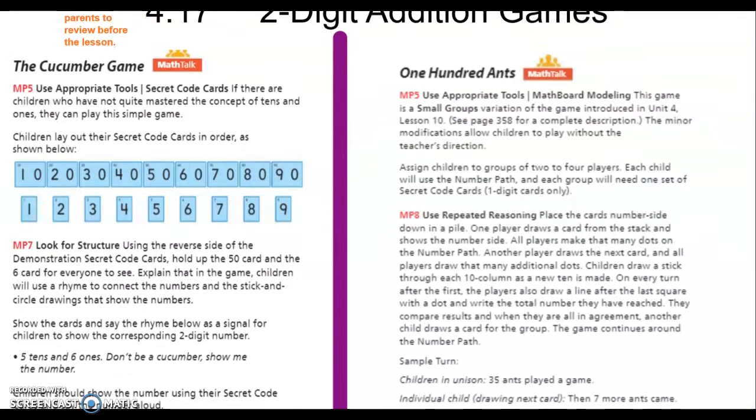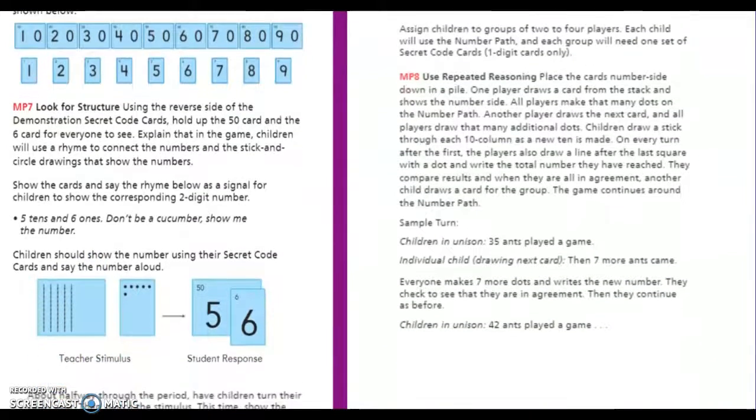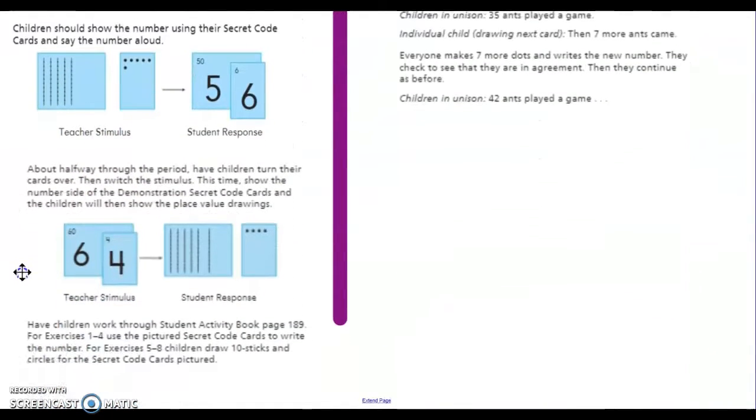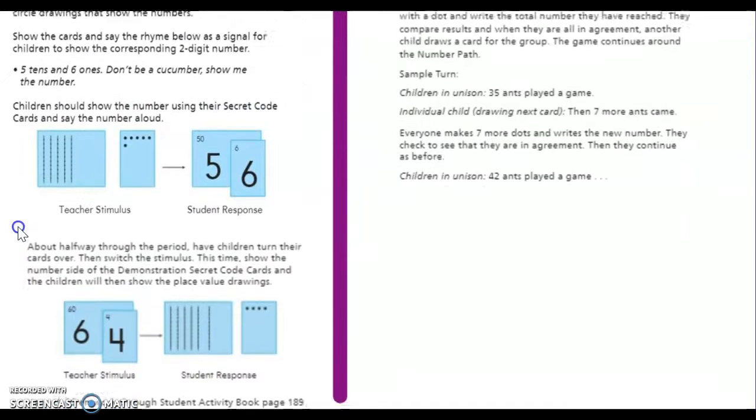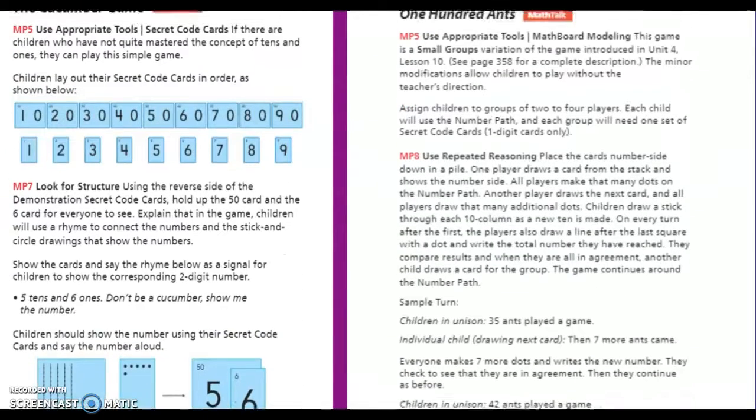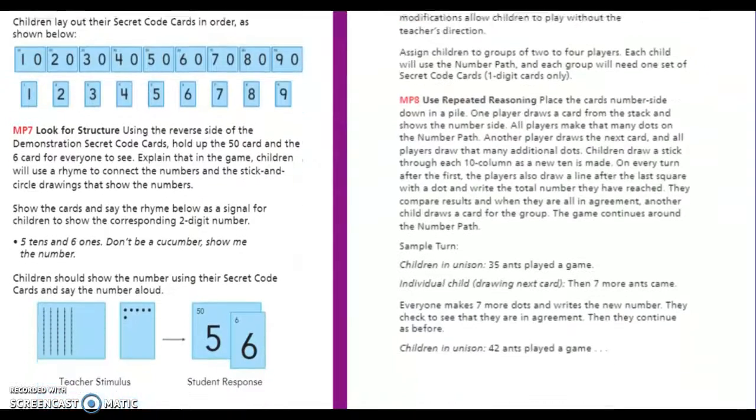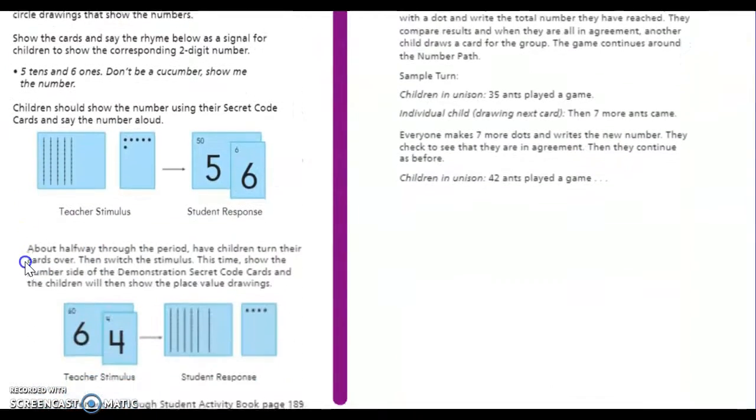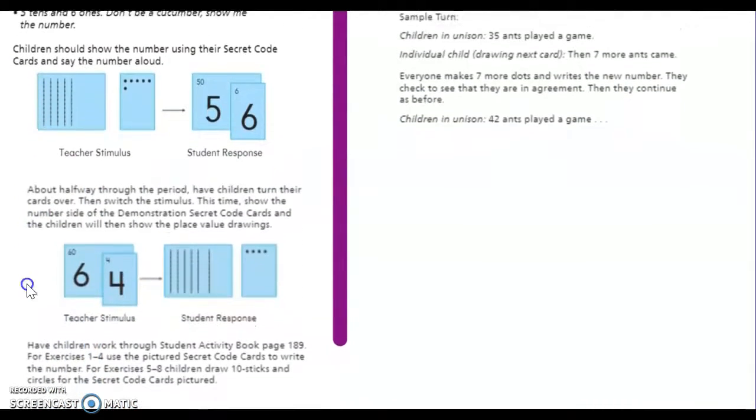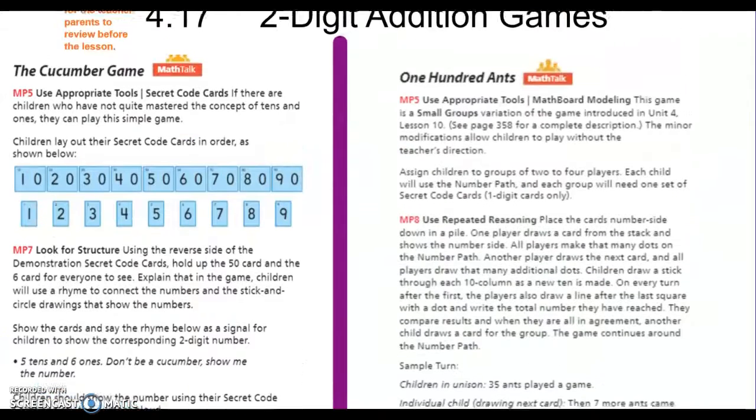So if you want to, I'm just going to scroll down here. On the left side is the cucumber game, and the children need the secret code cards in this order, and then you can follow the directions. At any point, if you need to pause the video and read the directions, there's also directions on the following slide about how to play this game.